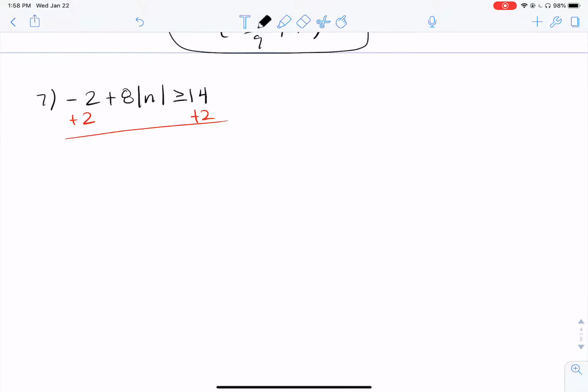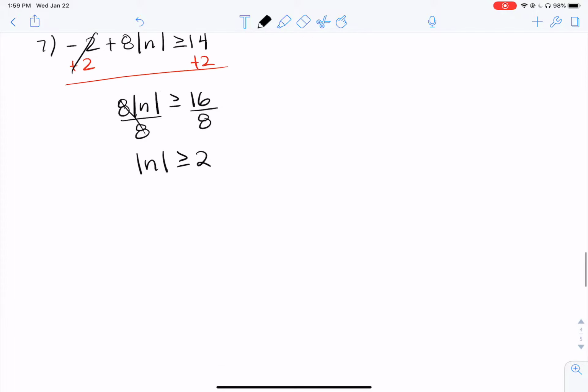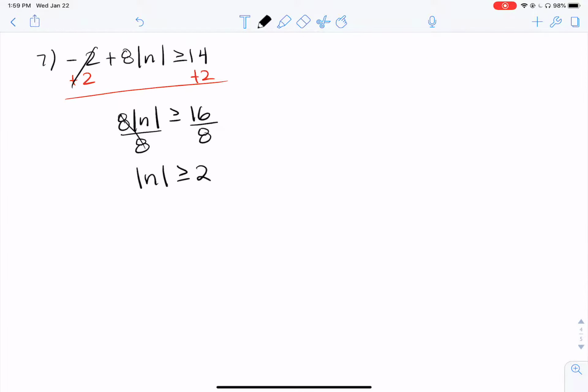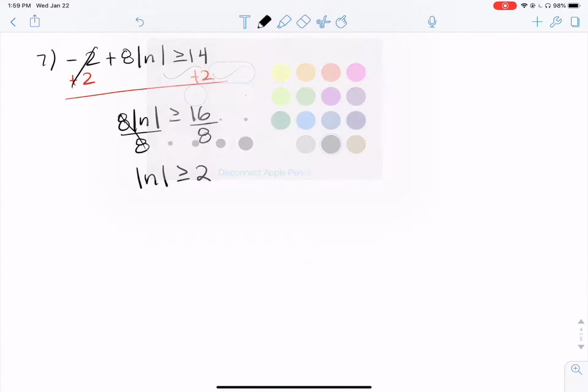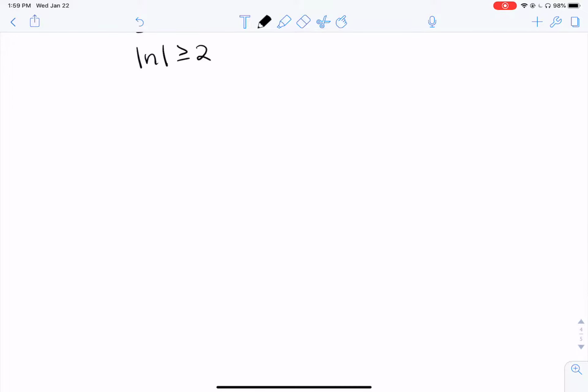And this cancels out, and 8 times the absolute value of n would be greater than or equal to 16. We divide by 8, and the absolute value of n would be greater than or equal to 2. So now that we've isolated the absolute value, we can now create the two cases and go to step number 2. So the two cases, again, we keep the first thing the same. So we simply just write n would be greater than or equal to 2.